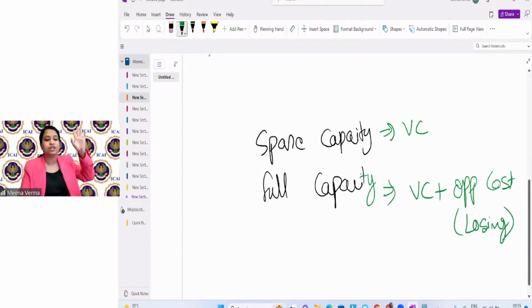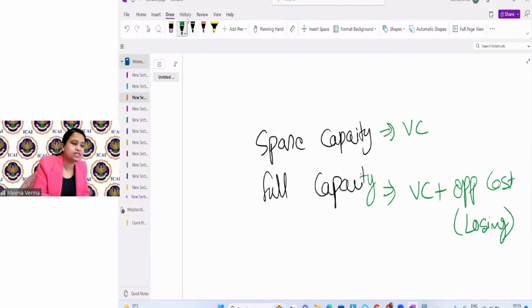Everything which you will lose if you transfer internally, instead of external sale, whatever you are losing, you want to recover it here. That will come under full capacity. So this is how you have to solve the question.